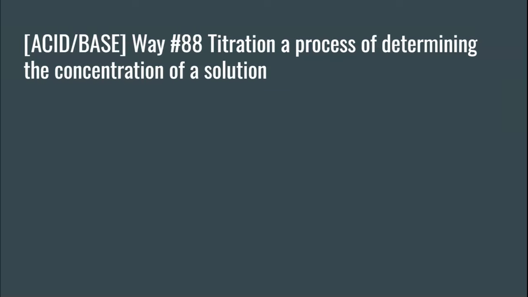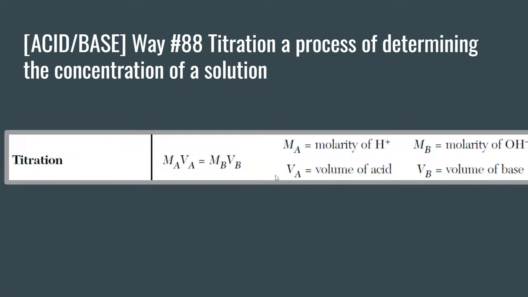Way 88 talks about titration, which is the process of determining the concentration of an unknown solution using a known concentration and a known volume of another substance. Now you remember that acids and bases will react so that they neutralize each other. Basically, that happens when the number of hydrogen ions of an acid equals the number of hydroxide ions in a base. And the only way for that to happen is if the moles are the same.